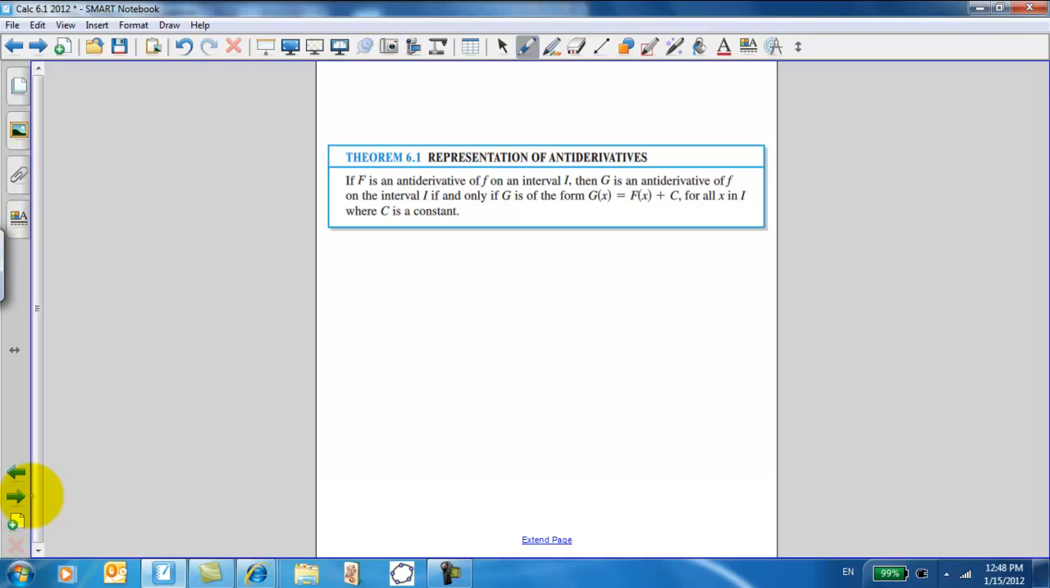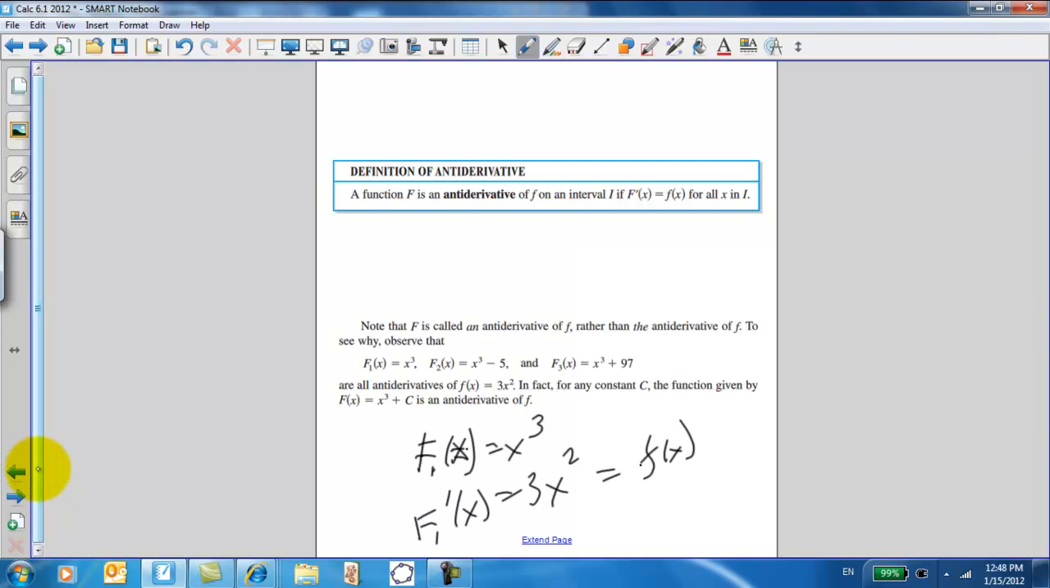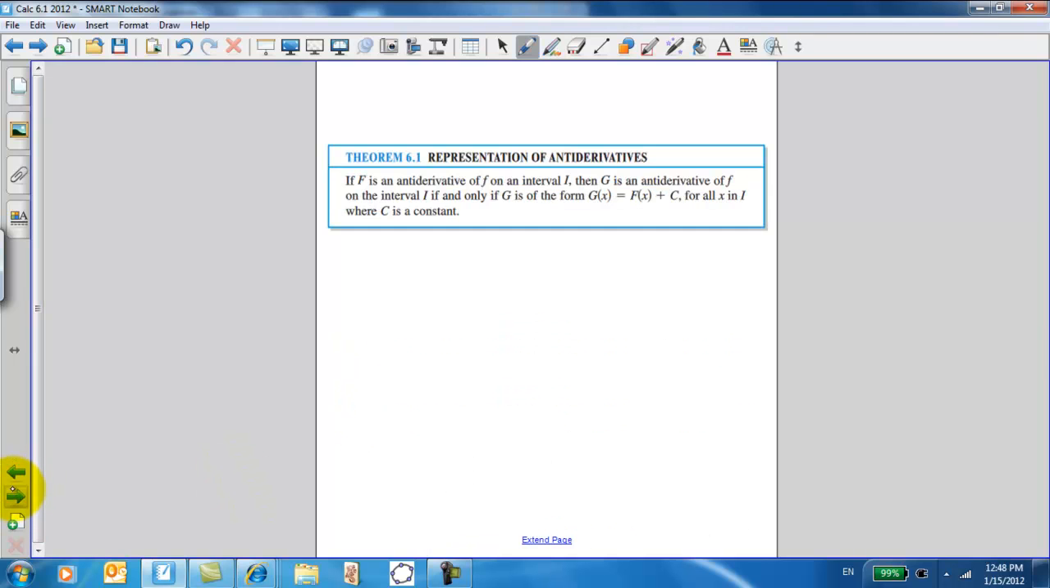And how do we represent antiderivatives? Notice in the last problem we had several examples that were all antiderivatives. They just differ by a constant, and that's called the constant of integration. That's the c here. You've got to remember to add that on when you're going backwards, because you lose some information.